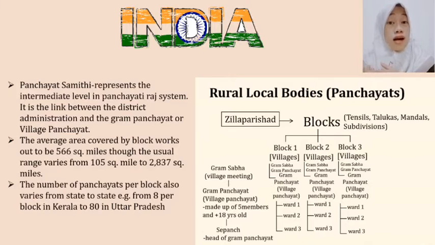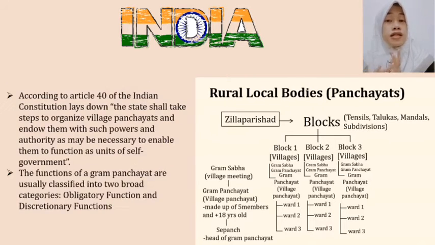Then under one block, there are several villages. These villages are the lowest subdivision in India. Additionally, the Panchayat Samiti is the link between the district administration and the Gram Panchayat or village Panchayat. In India, in rural areas, they exercise self-government. That's why every village must have a Gram Panchayat, or what they call the village Panchayat.